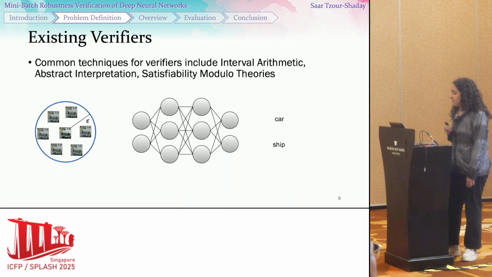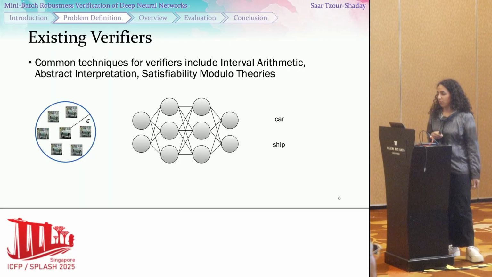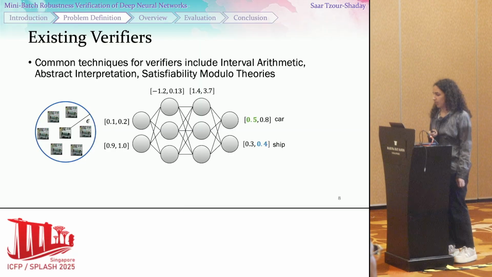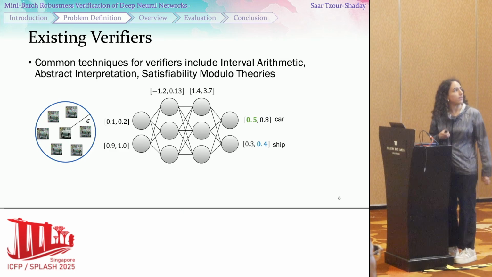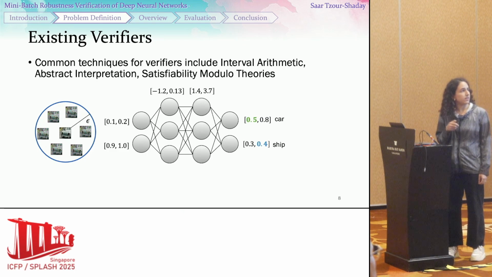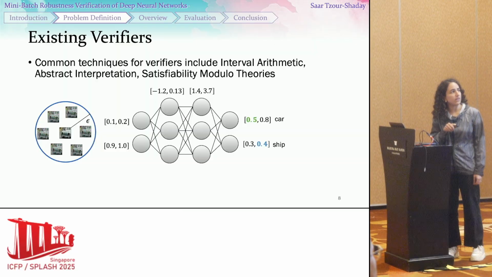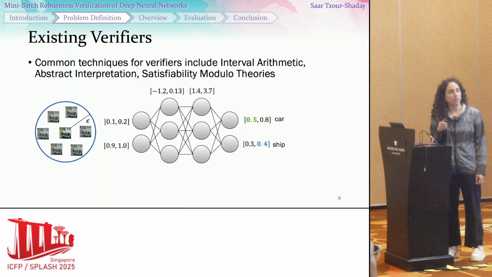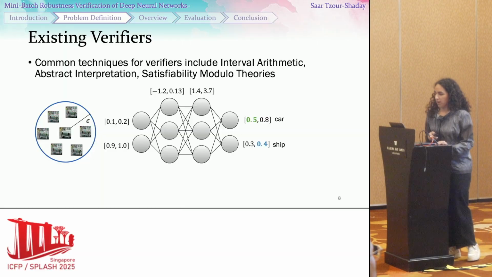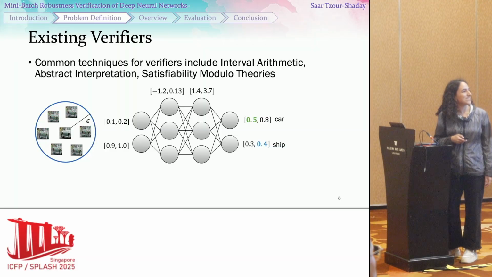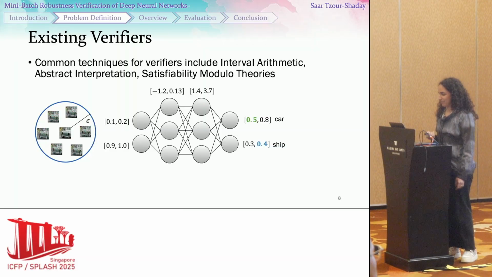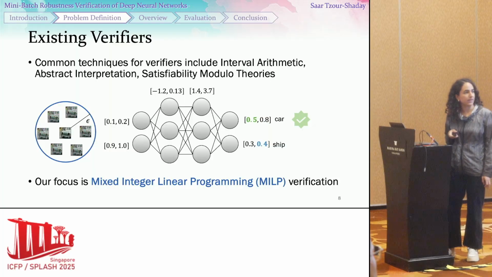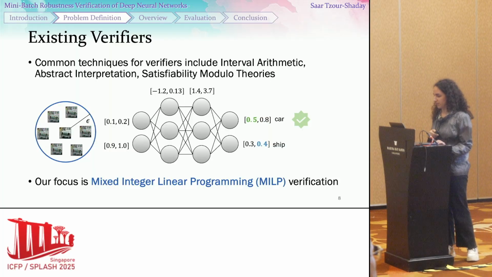There are various techniques to prove local robustness. One example is interval arithmetic, which propagates the bounds of the neurons and determines robustness only if the lower bound of the correct class is strictly larger than the upper bound of all other classes. While this method is okay, it is not complete and it's not precise enough. So instead, we focus on mixed integer linear programming, or MILP, verification, which is also complete.